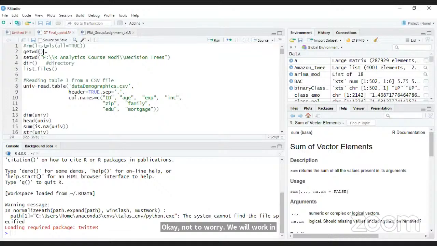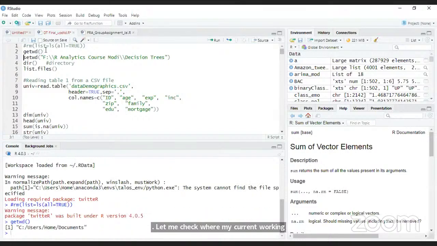So first, what I will do is I will read each one of the files and I will show you how the data looks. There are 4 files. So let us start with the first file. Let me check where my current working directory is. So I am in C drive users home documents. So my current working directory is this.